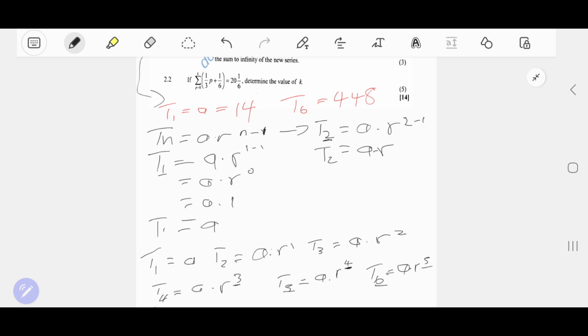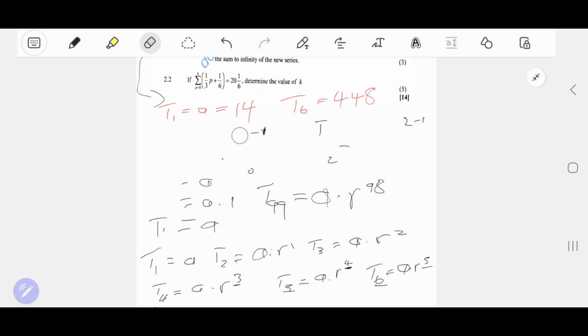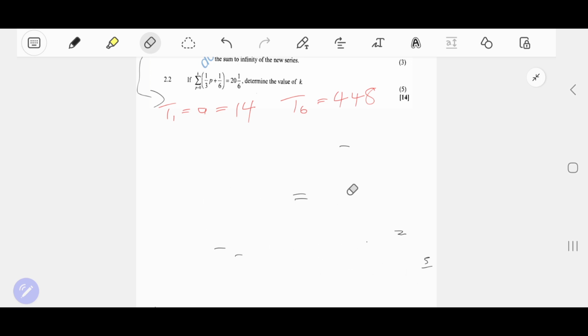So by this mathematical fact that we know, I can simply find T99, which will be represented by a multiplied by r to the power of 1 lesser, which is 98. Can you see that? This is the information that we are going to use to answer this question. So remember the question now. The question says that we're given this information.